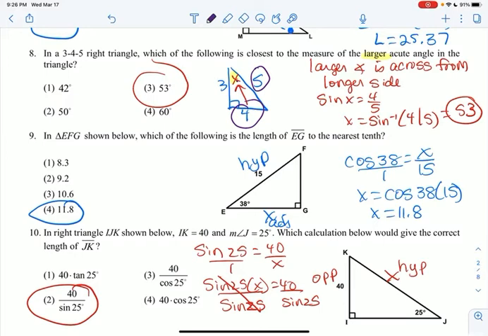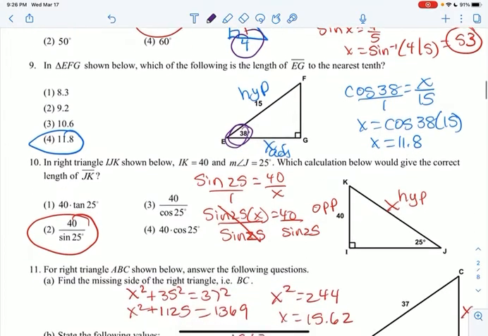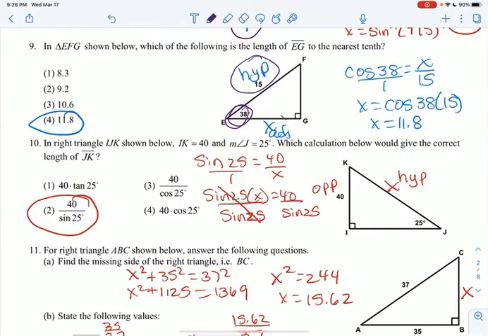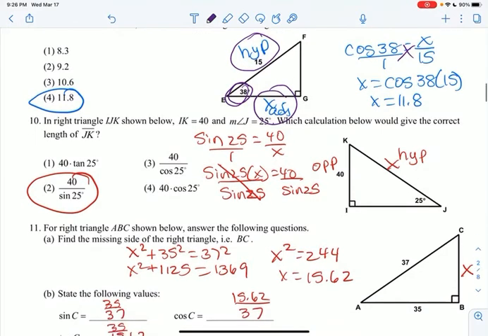In 9, I have triangle EFG, and I want to find the length of EG. EG is what I'm going to call x, and based on this angle right here, those two sides are adjacent and hypotenuse, so therefore I'm going to use cosine. So cosine of 38 equals x over 15, adjacent over hypotenuse. I put a 1 under there, and I just cross multiply. When you cross multiply, I have x by itself. 1 times x is x. And cosine of 38 times 15 goes in my calculator, and I get 11.8.